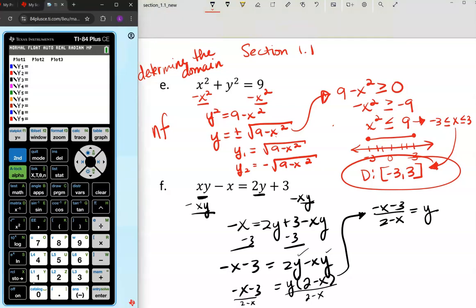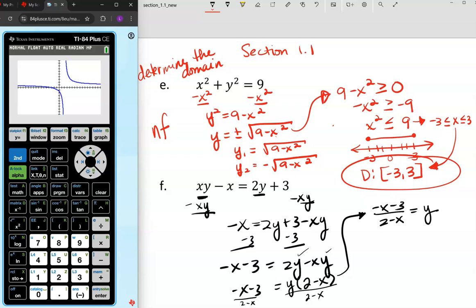So y equals, I hit alpha, then y equals, and it gives me my fraction. I'm going to have negative x minus 3 in the numerator, and then 2 minus x in the denominator, and hit round. And look at that beautiful thing. That means we have some issues right here.